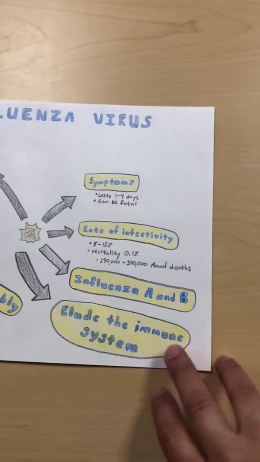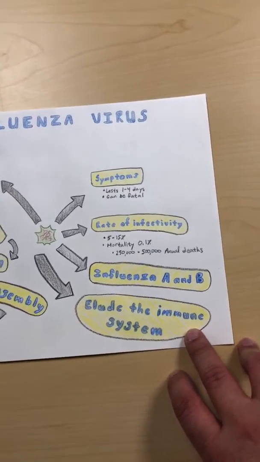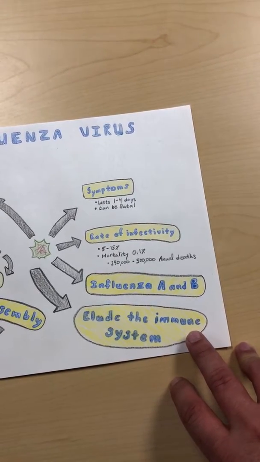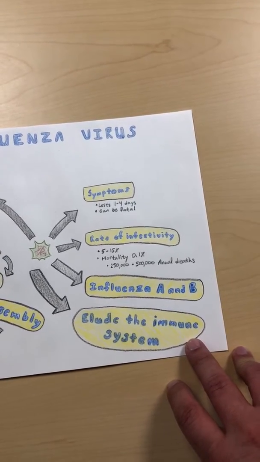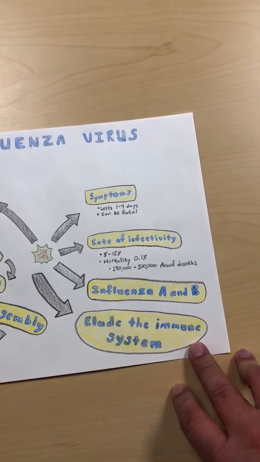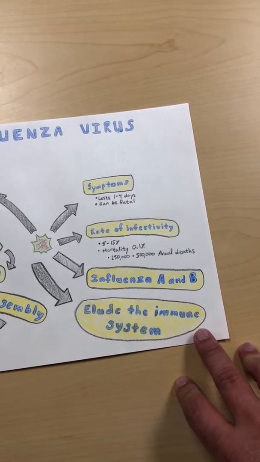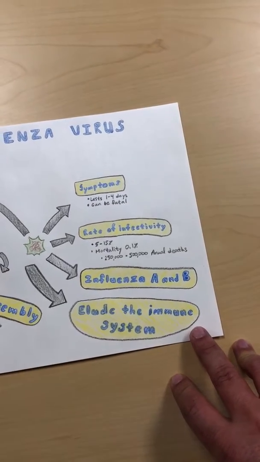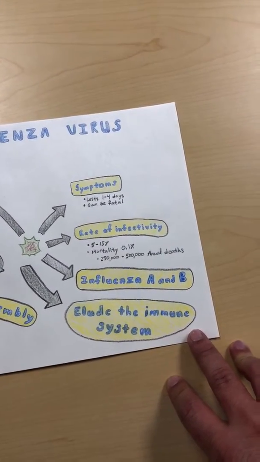Next we're going to talk about eluding the immune system. Influenza virus eludes the immune system by changing viral surface antigens, called antigenic variation. Antibodies against HA and NA are responsible for protection against the virus. This occurs through antigenic drift, or mutations.